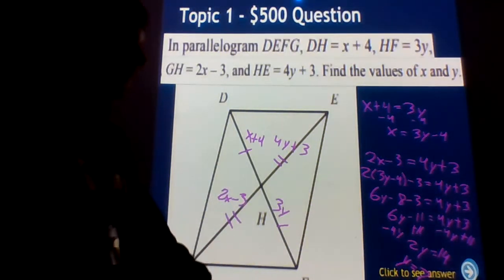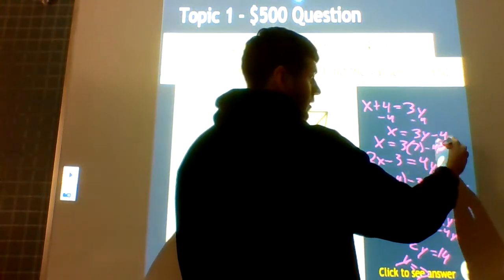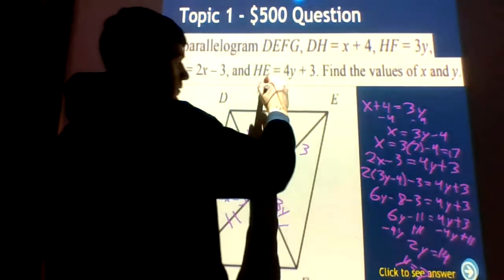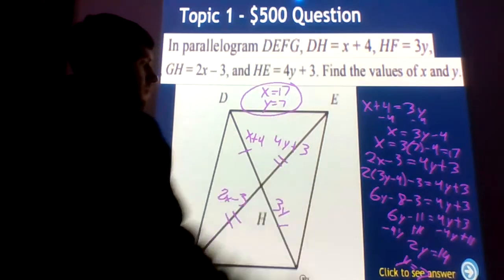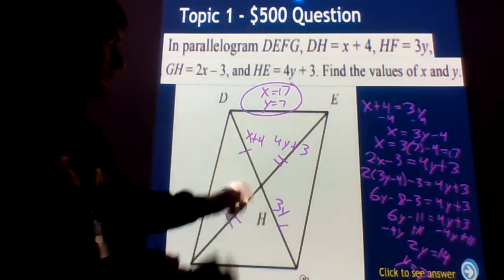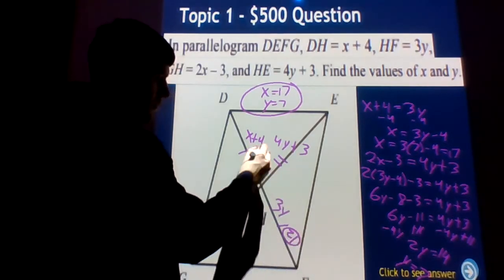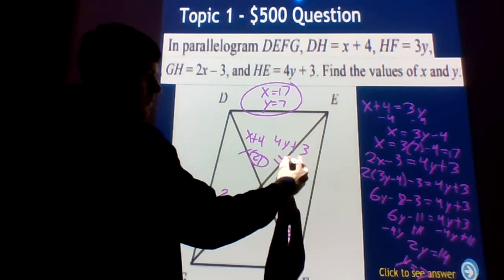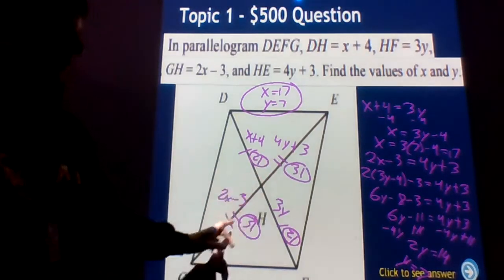Okay, then we plug that back in. 3 times 7 minus 4 is going to give us 17. So x is going to be 17, y is going to be 7. We plug that back in, that's going to give us 21 and 21, 31 and 31. Okay. Diagonals bisect each other.